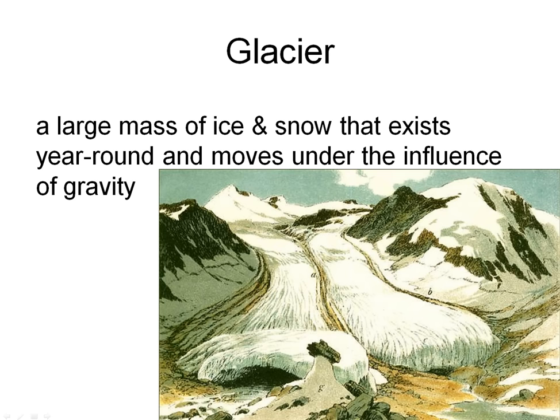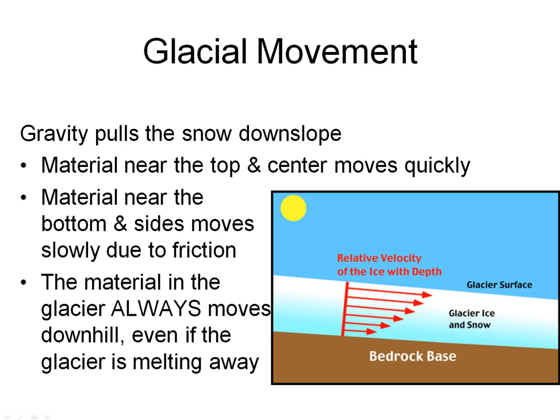Glaciers are large masses of ice and snow existing year-round, moving downward under the force of gravity. The snow, the ice that makes up the glacier, is constantly flowing down the hill. They're often called rivers of ice. They move slowly at the bottom because of friction with the rock, and faster in the middle center, but they do erode the entire area.